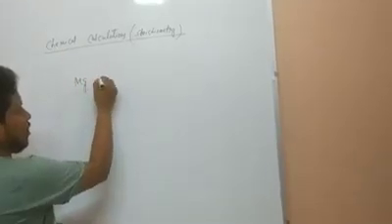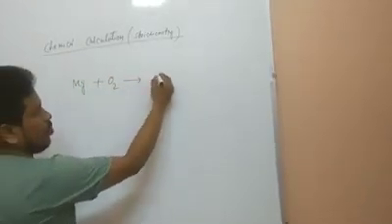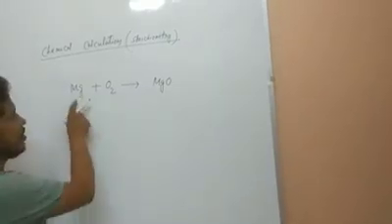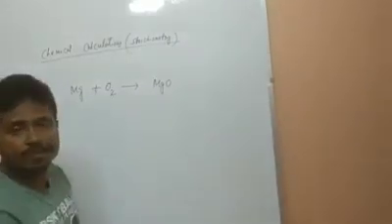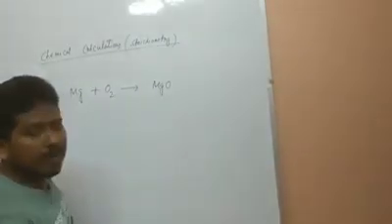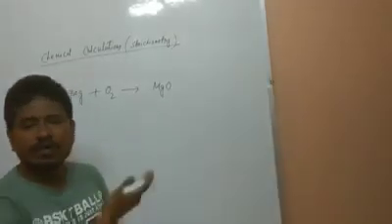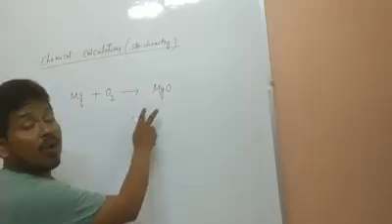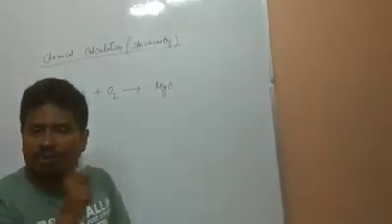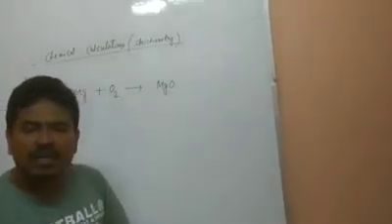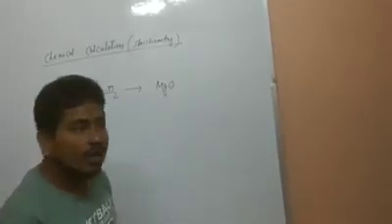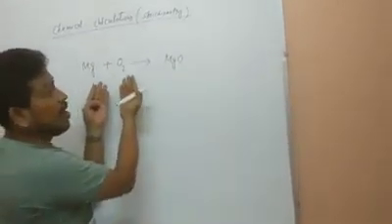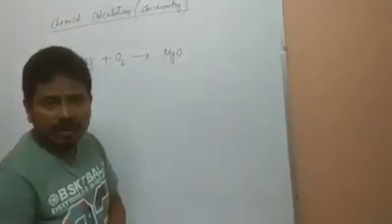Magnesium burns in air to produce magnesium oxide. This is a chemical reaction. The reactants are magnesium and oxygen, and the product is magnesium oxide. So this is not a correct chemical equation. It is a skeleton equation, that is, the number of atoms of reactants and products are not equal. According to the law of conservation of mass, you know that mass can neither be created nor destroyed. So to balance the masses of reactants and products, the number of atoms of reactants and the number of atoms of products must be equal. That is called balancing.